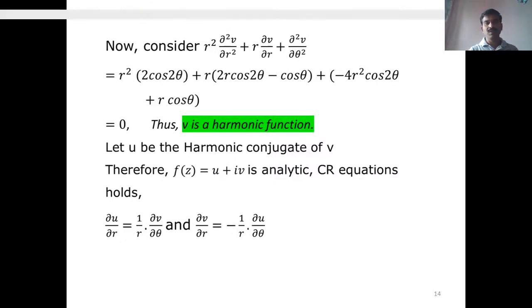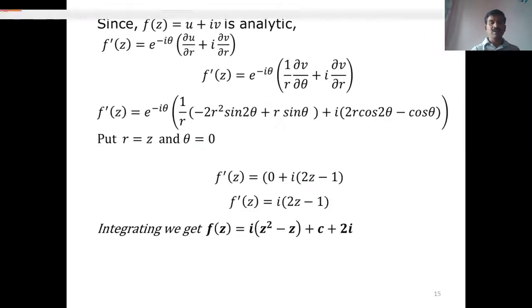Now let u be the harmonic conjugate of v. Therefore f of z is analytic, which implies the CR equations also hold. The CR equations in polar coordinates are u_r equals 1 over r v_theta, and v_r equals minus 1 over r u_theta. Since f(z) is analytic, the derivative in polar coordinates is f dash z equals e power i theta into dou u by dou r plus i into dou v by dou r.